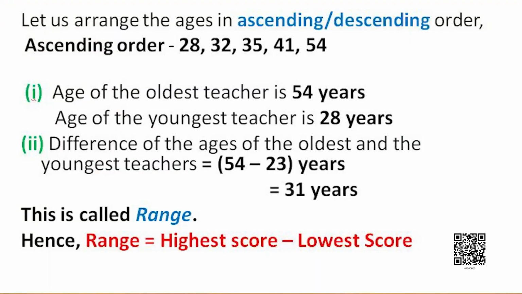So I did that. What did I find? I found the age of the oldest teacher was 54 years and the age of the youngest teacher was 28 years. Then I found the difference. The difference between 54 years and 28 years came to be 26 years. That was the range of my data.